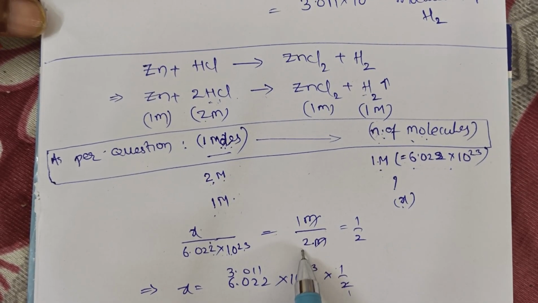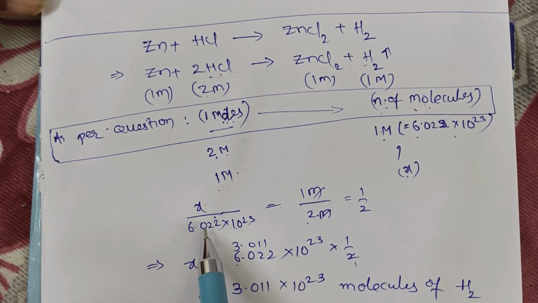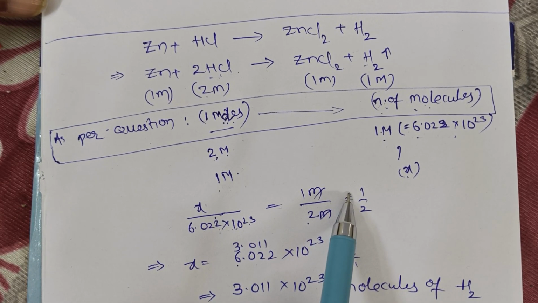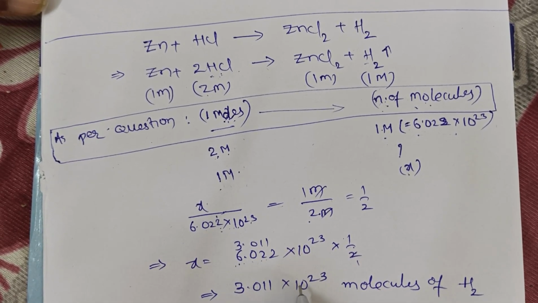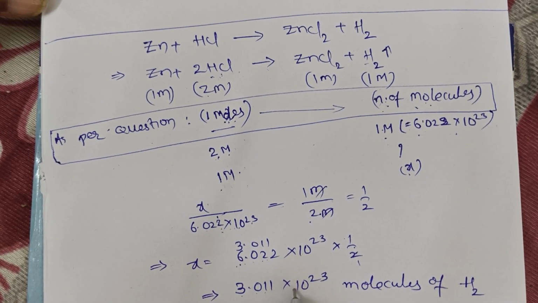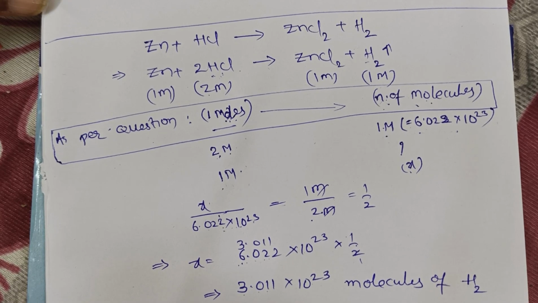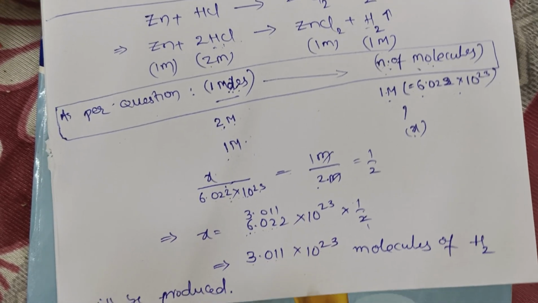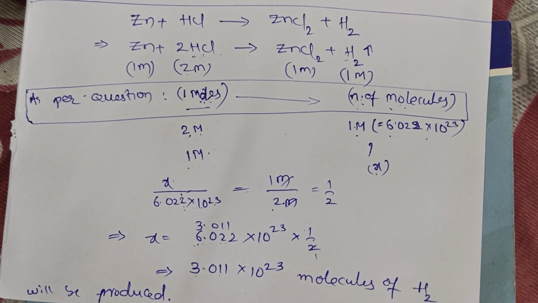Very simple again, 1 by 2. Again the same 6.022 in the denominator goes to the other side and multiplies: 6.022 × 10^23 into half. If you divide this, you get 3.011 × 10^23 molecules of H2 will be produced. H2 hydrogen molecules will be produced. It is a simple problem. Thanks for asking.